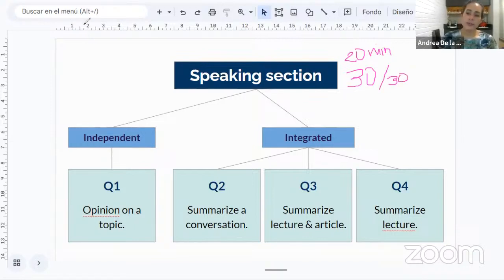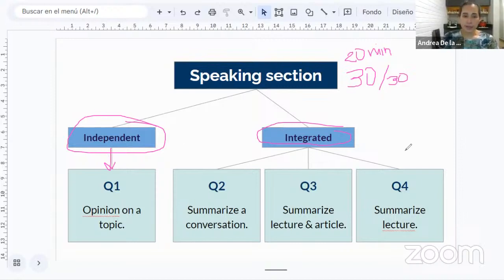Now, in this speaking section, you will have 4 different types of questions. 4 questions, each one is different from the other. Among these 4, they could be organized into independent questions and integrated questions. This is how the ETS classifies the questions. The first of the 4 questions is the only independent question, and all of the other ones are integrated.